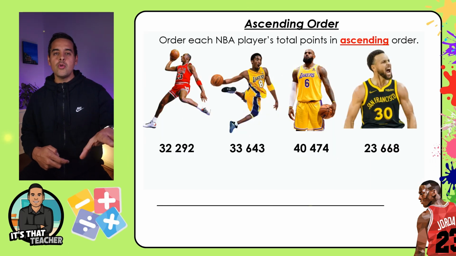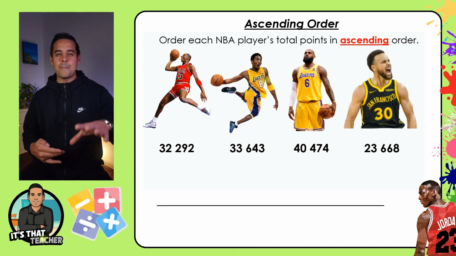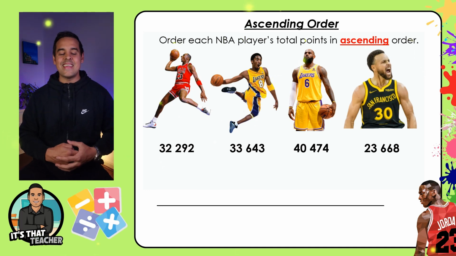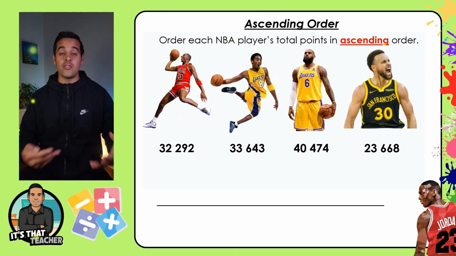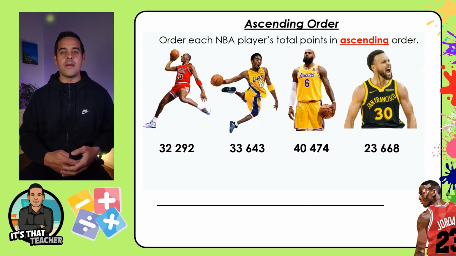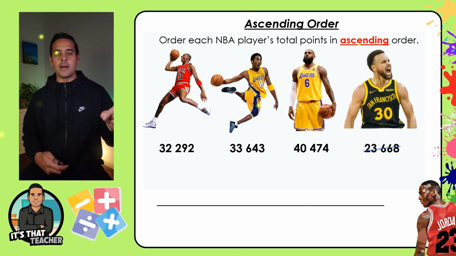Now, I'm going to show you an example here. Thought I'd make it cool, putting some basketball players. So we're ordering each NBA player's total points in ascending order. This is how I would solve the question. What you need to do is find the smallest number, which would be Steph Curry. Cross it off and put it below.